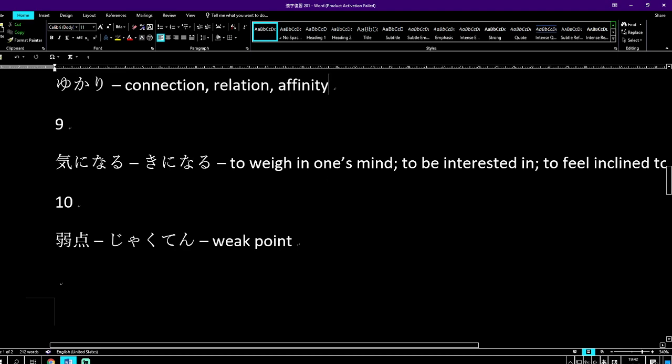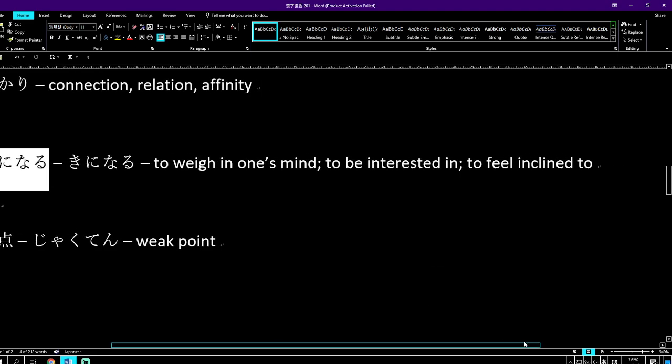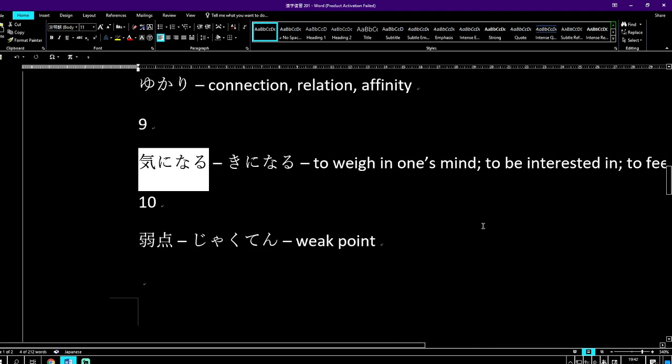Number 9 is kini naru. Kini naru is to become. Naru is to become, and ki is an energy or a thought. Usually phrases that start with ki like this have to do with thinking about something or paying attention to something. So when something becomes energy to you, it weighs in your mind, or you become interested in it, or feel inclined to do something.